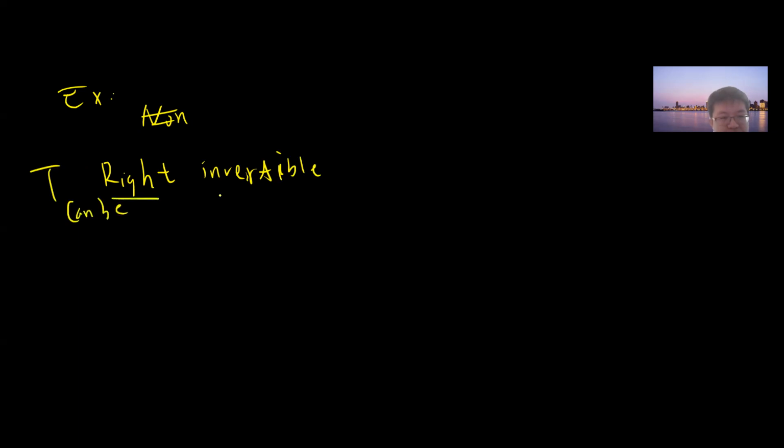So let's see an example. In an infinite dimensional space, there is a case where T can be right invertible but not left invertible.